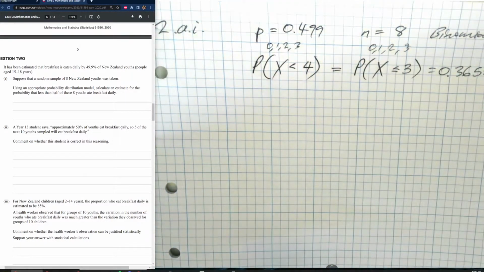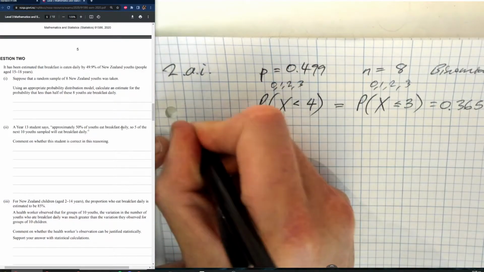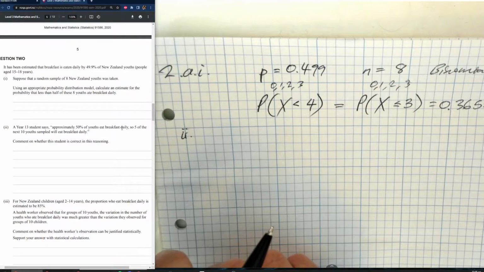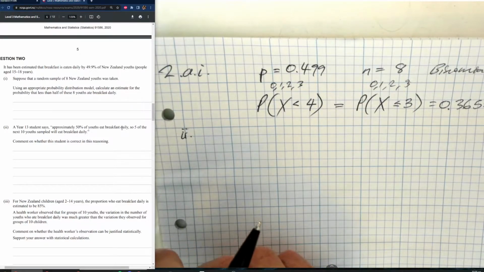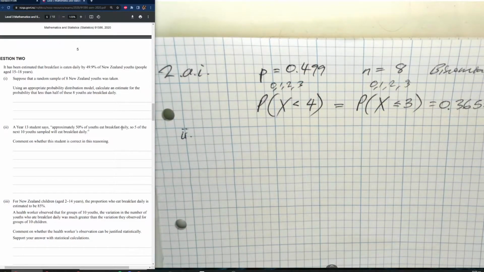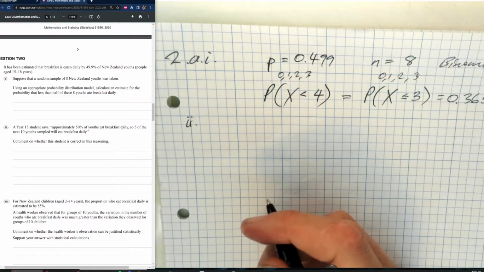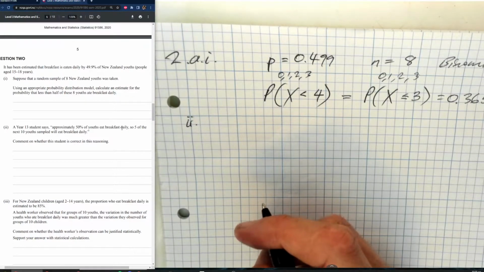A year 13 student says approximately 50% of youths eat breakfast daily, so 5 of the next 10 youths sampled will eat breakfast daily. Comment on whether the student is correct in this reasoning. This student represents 99% of students in their understanding of probability, to be honest. 5 of the next 10 youths sampled will eat breakfast daily.